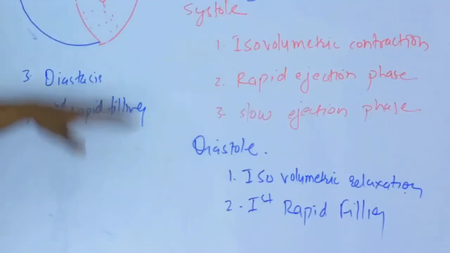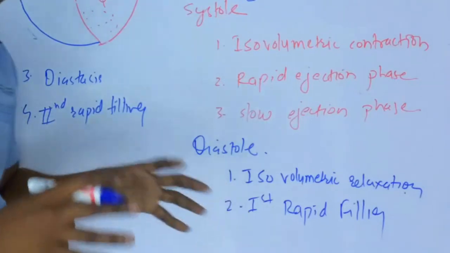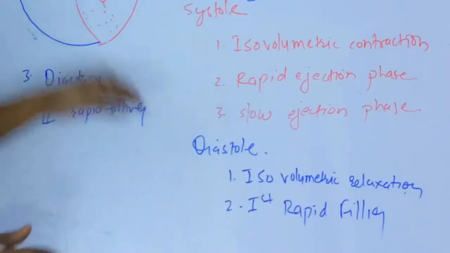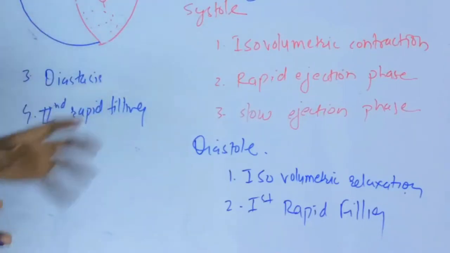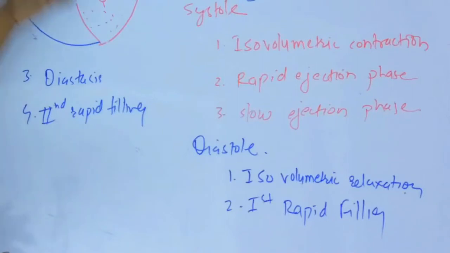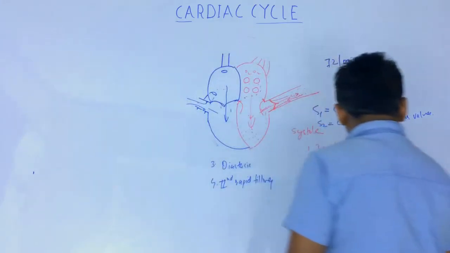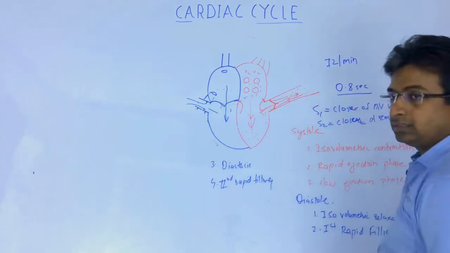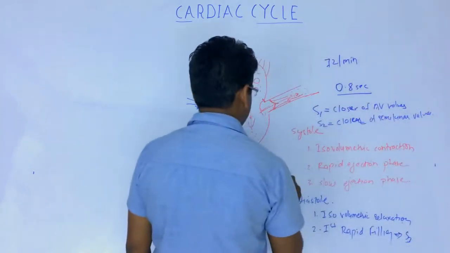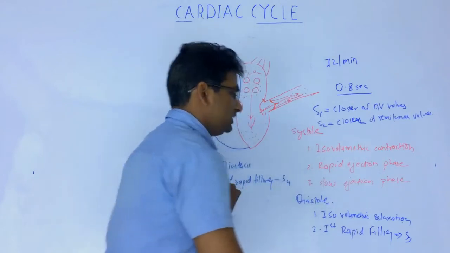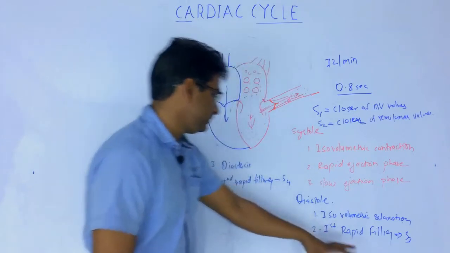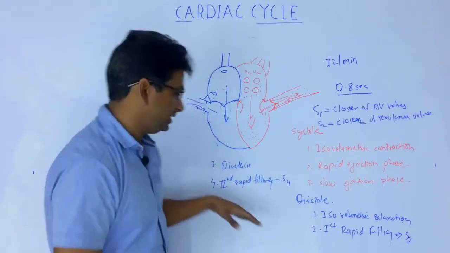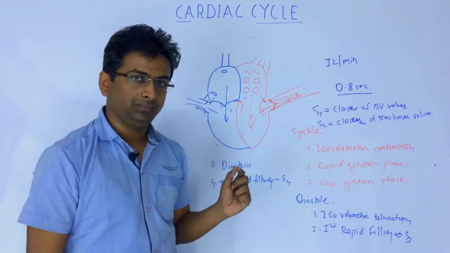Okay, so the phases of diastole are isovolumetric relaxation, then first rapid filling as soon as the AV valve opens, then diastasis, and then the atria contract, giving second rapid filling. During first rapid filling, generally you get a third heart sound, S3, and during second rapid filling you get S4. So S3 and S4 are part of diastole. S3 is first rapid filling and S4 is second rapid filling.